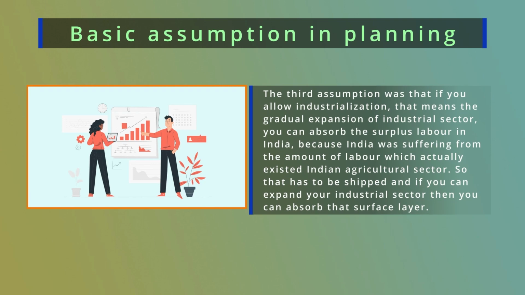The third assumption was that if you allow industrialization, then with the gradual expansion of the industrial sector, you can absorb the surplus labor in India, because India was suffering from a huge amount of labor which existed in the Indian agricultural sector. So that has to be shifted. And if you can expand your industrial sector, then you can absorb that surplus labor. So that was an assumption.